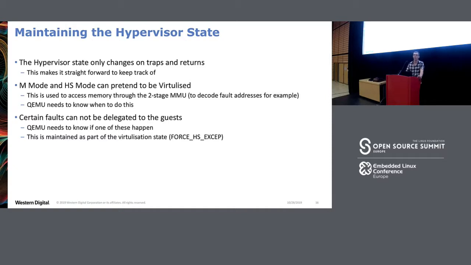And so in QEMU world, we keep track of this as part of the virtualization state. And if anyone ever looks at the code and is interested, we use this force HS exception, and we have helpers to set and read that. And that allows you to forcefully trap into the hypervisor.